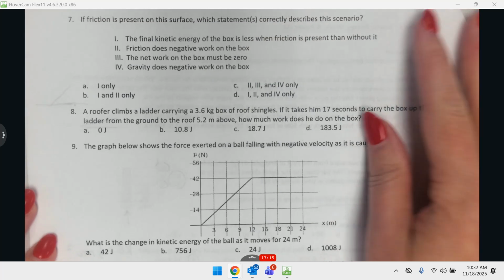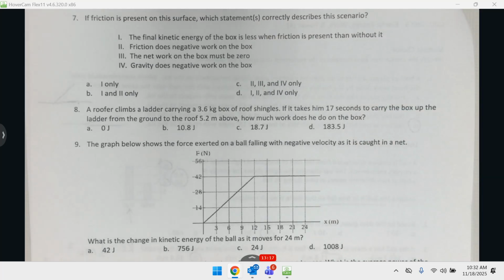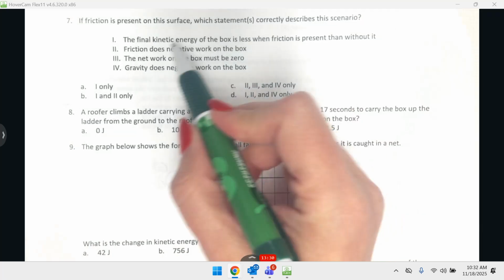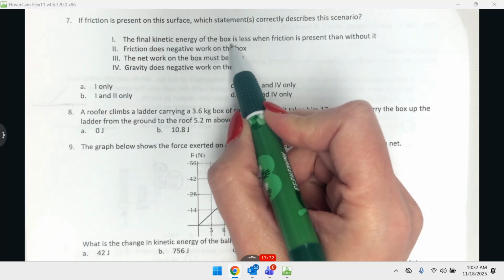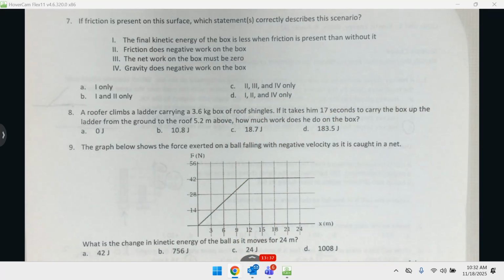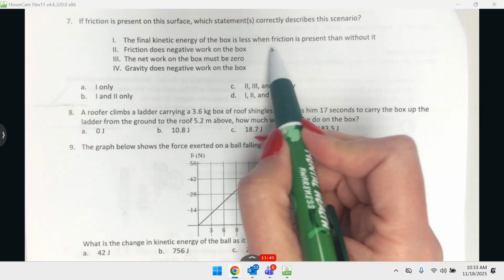All right, let's look at the second part that goes with that scenario, which is right here. It says, if friction is present on this surface, which statement or statements correctly describes this scenario? So again, we have a scenario where there's a box being pushed from rest and then it's moving. That was what was described. The first statement says the final kinetic energy of the box is less when friction is present than without it. That's true. If friction is present, it won't be moving as fast, right? And that's what this is saying.